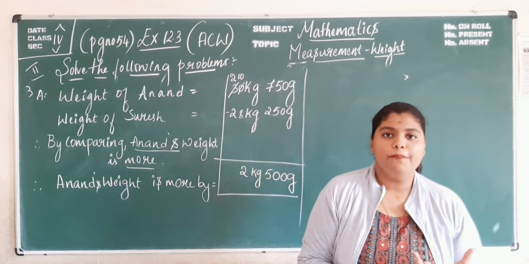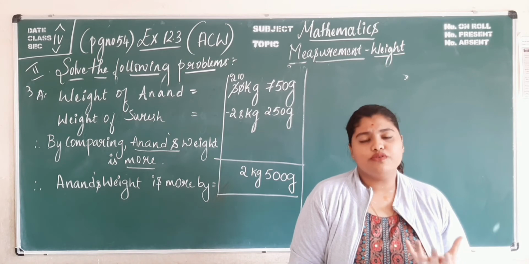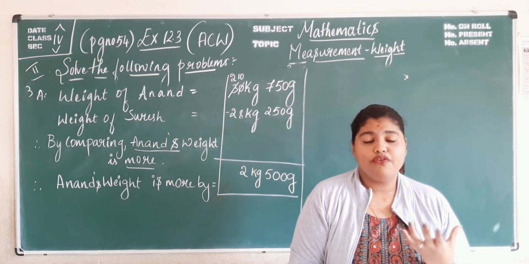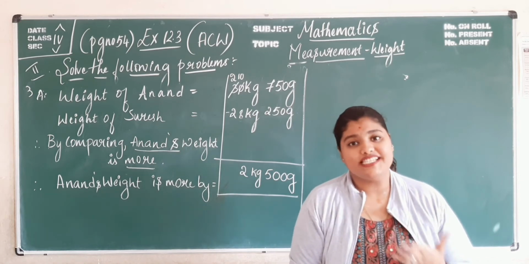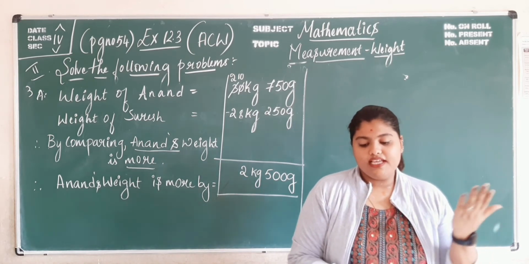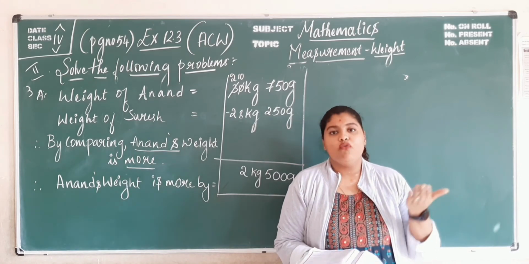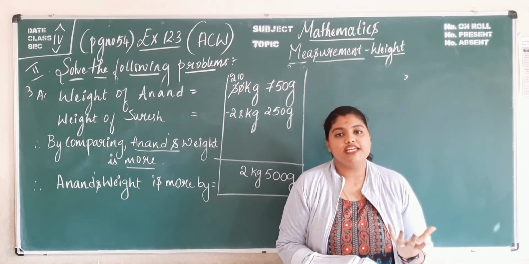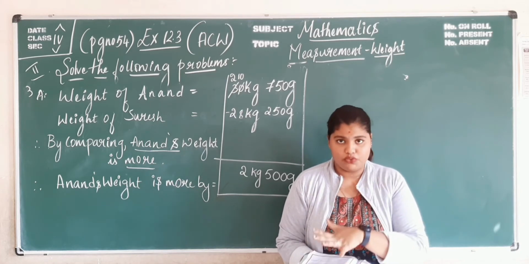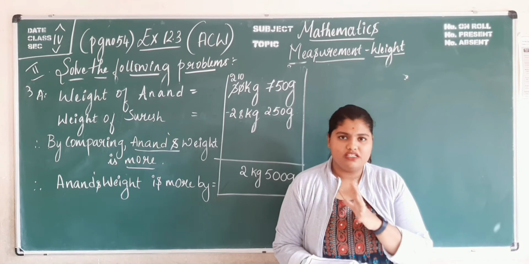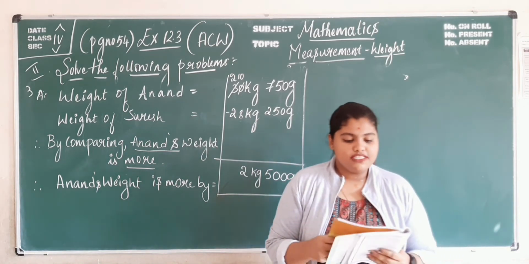So how will we do this? We are finding out the quantity of sweet which is remaining. Yes, we will do it by subtraction. We will be subtracting 20 kg 250 grams minus 13 kg. The difference which we get is the quantity of sweet undistributed, which is not distributed. Simple. Okay.